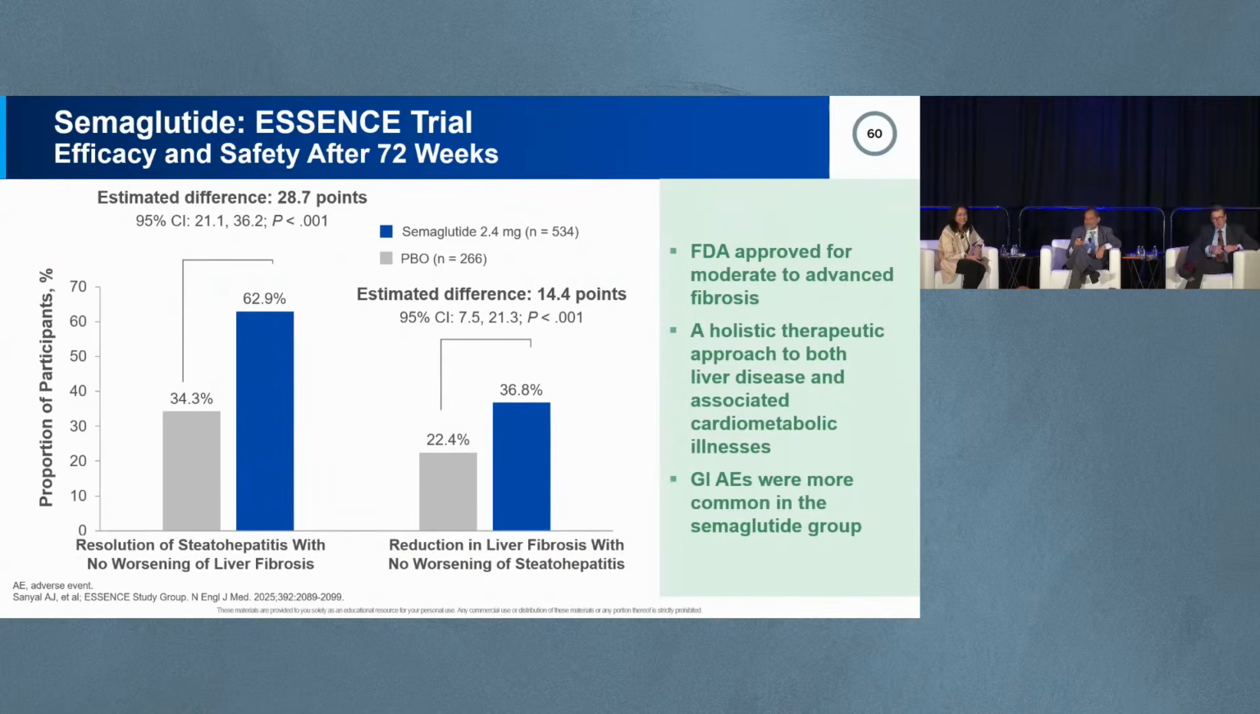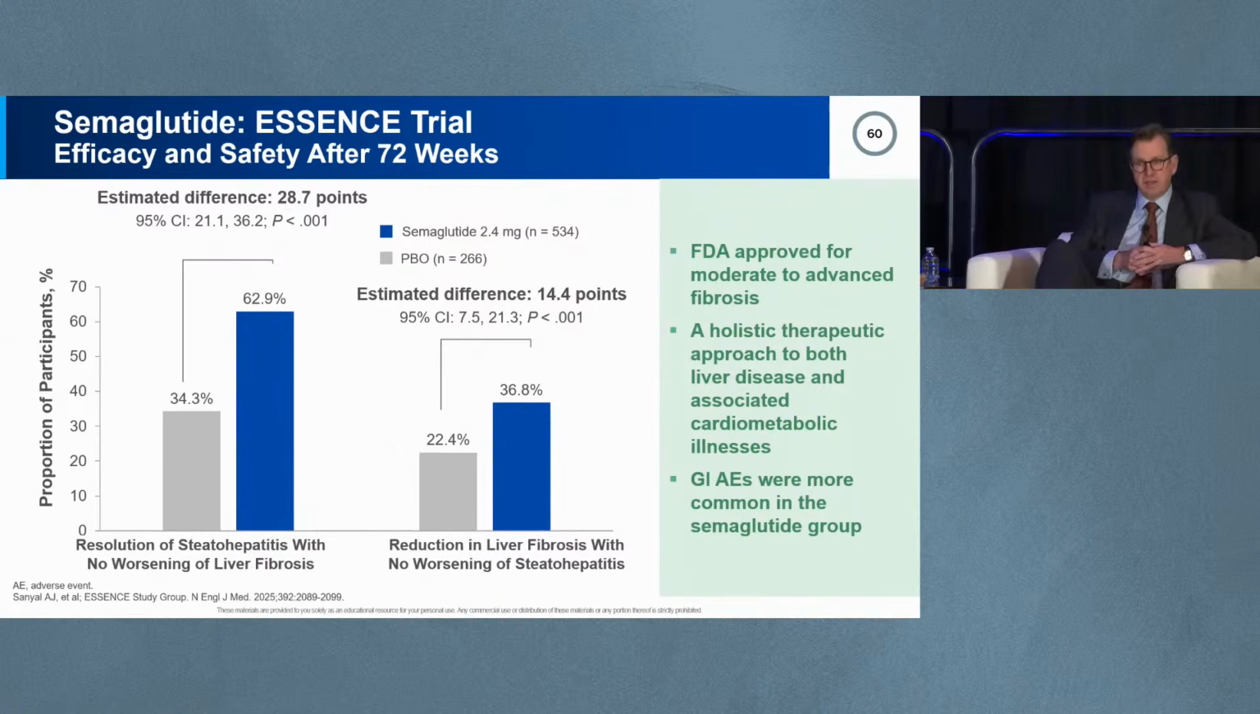Yeah. Absolutely. So these are the data from the phase 3 ESSENCE study that was actually presented at this meeting a year ago. Again, there's been FDA approval for moderate to advanced fibrosis for semaglutide as part of a holistic approach, because obviously lifestyle change has to underpin that. There are two endpoints we always look at in clinical trials. The first of those is resolution of steatohepatitis with no worsening of fibrosis. And you can see there that patients who were treated with semaglutide, 62% of them met that endpoint, as opposed to about 34% of individuals in the placebo arm. So we can do the maths, but it's somewhere around about 28% difference there.